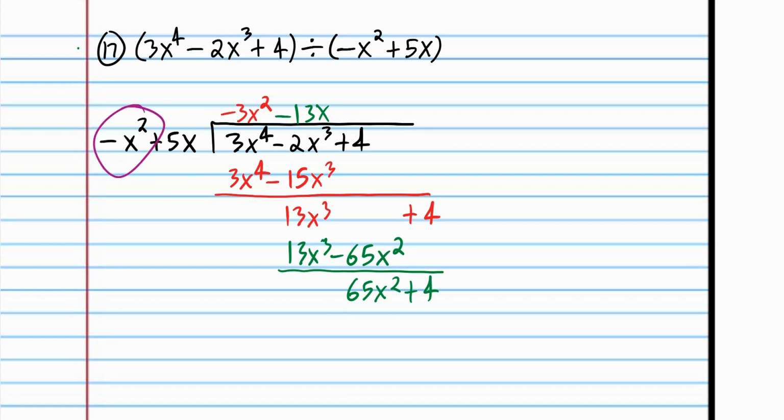Step number 1 of cycle 3, negative x squared times what is equal to 65x squared? And the answer is negative 65. Step 2 of cycle 3, negative 65 times the divisor, and we get positive 65x squared. That's kind of a big number. That's going to be negative 325x.